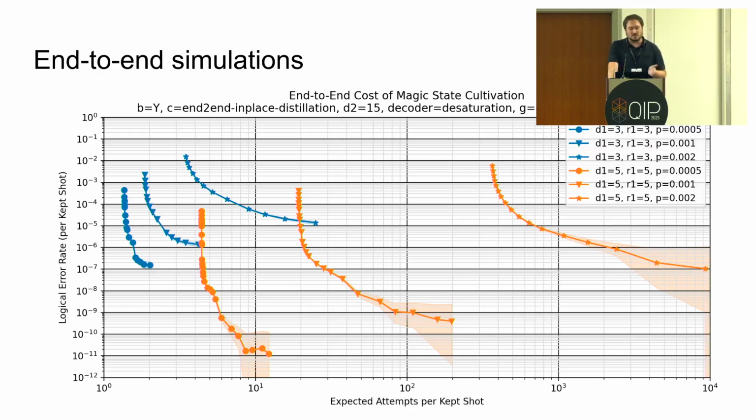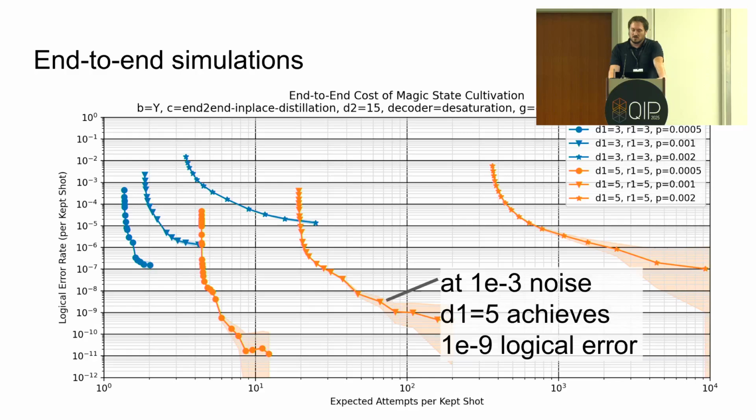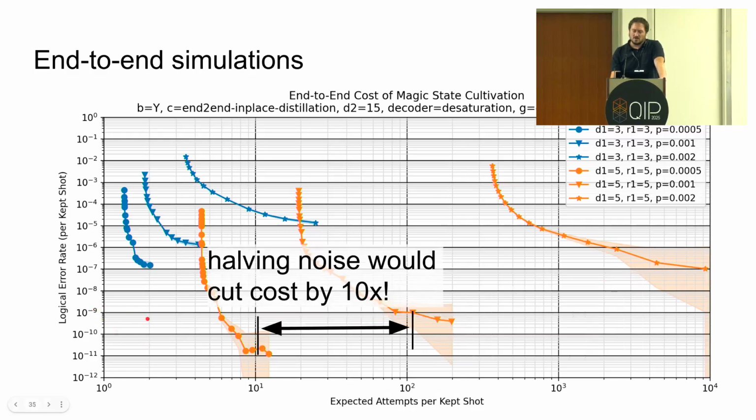Now I'm going to talk about end-to-end simulations of the S state to hopefully get a hold on the T state. At a 1e-3 gate error rate, if you cultivate to distance 5, you can get to 1 in a billion error. This curve goes below the 1e-9 line, which is here. Even more interestingly, you can see that this protocol scales really strongly with noise. If your circuit noise was half of 1e-3, the cost goes down by a factor of 10. And this is because the constant factor is going into the exponent.